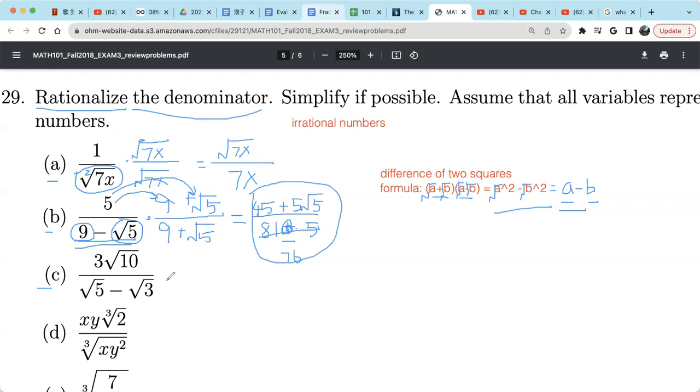So C is similar. We want to multiply by the conjugate of square root of 5 minus 3, which is square root of 5 plus square root of 3.